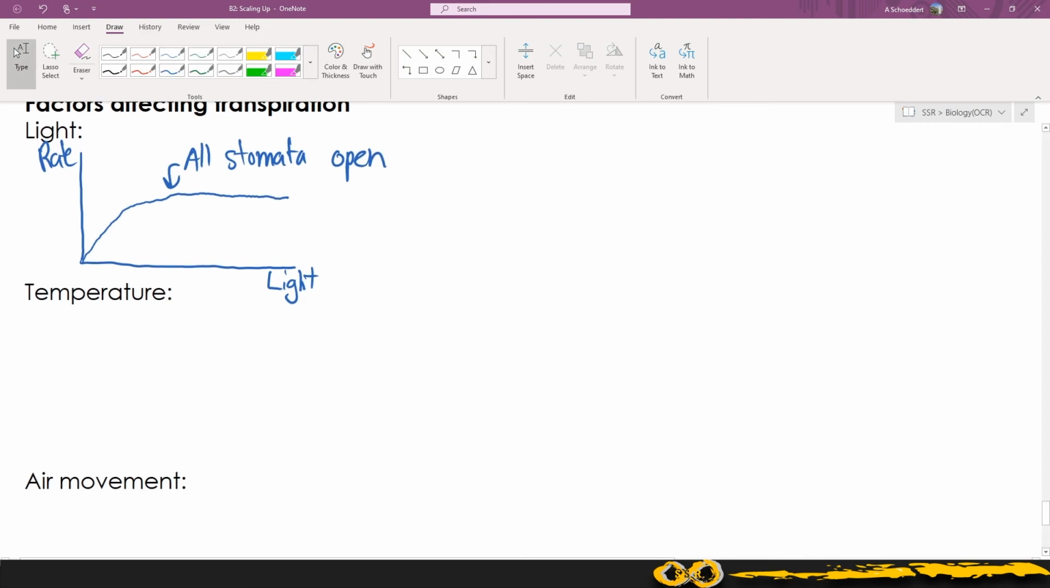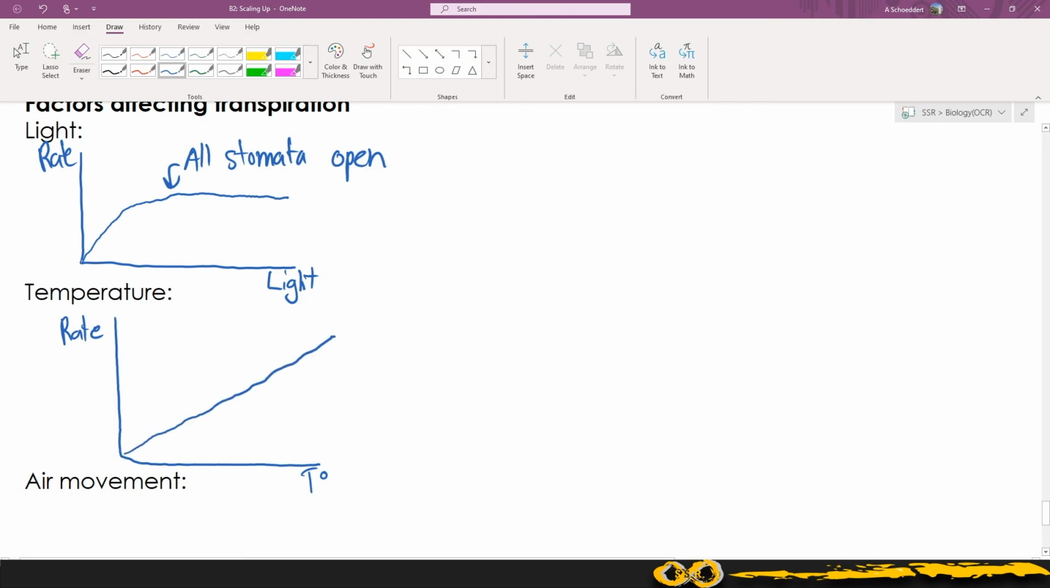The temperature is going to also affect the rate of transpiration because it will allow for more or less water to evaporate. The more you increase the temperature, the more the water is going to be able to evaporate.